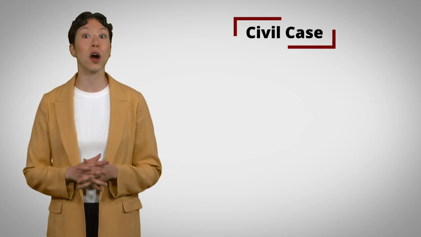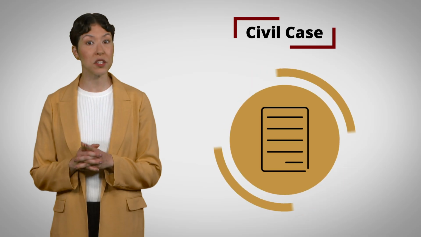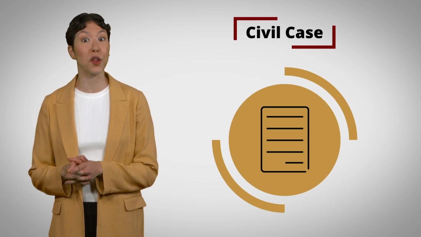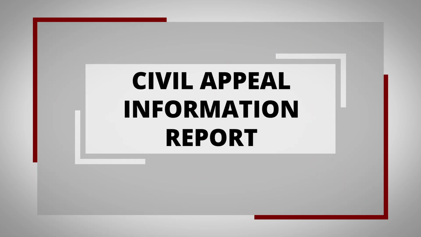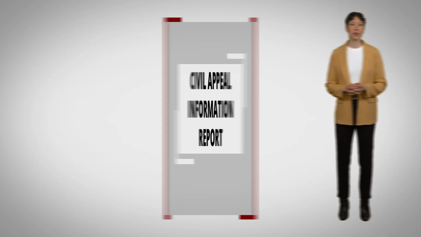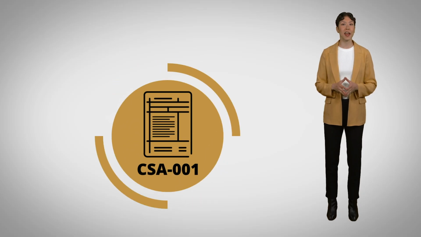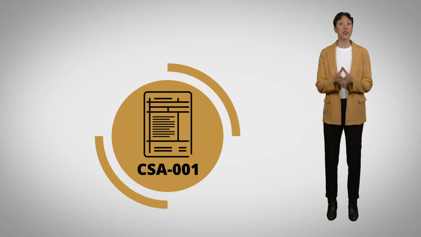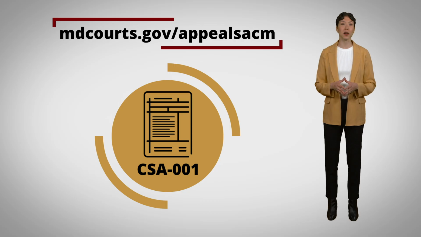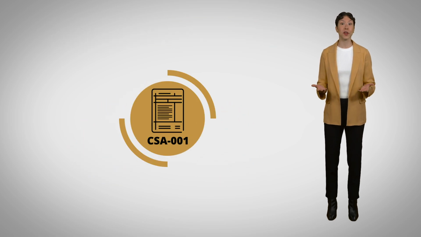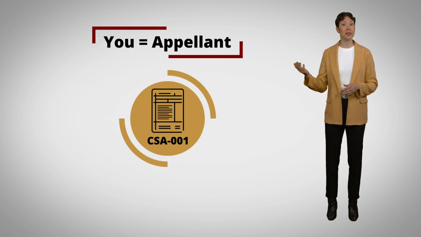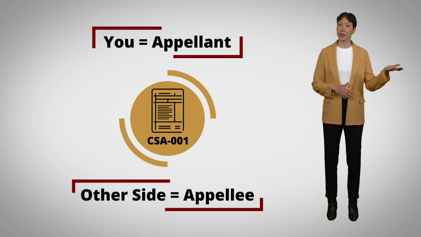If you are appealing the decision in a civil case, that is a non-criminal case, there is a second document you typically need to file when you submit your notice of appeal. It is called the Civil Appeal Information Report. To file this, use Form CSA-001. You can find the form by visiting mdcourts.gov/appeals-ACM or by asking the clerk in the circuit court. When you fill out this form, you are called the appellant. The other side is called the appellee.